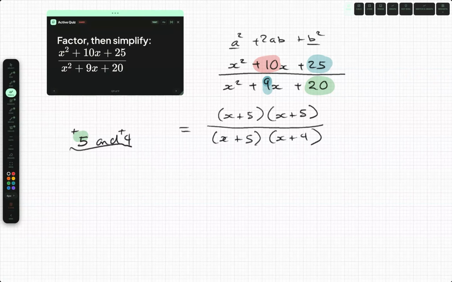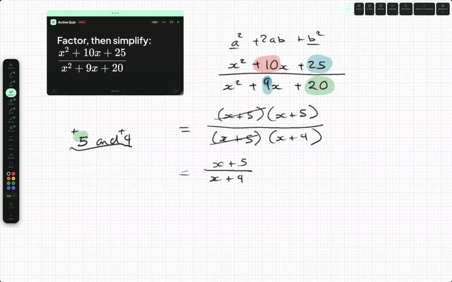Right, now that's done, let's look for our common factors. Well, x plus 5 and x plus 5 go, and we're left with x plus 5 all over x plus 4. And that's our answer, and that's the last question, thank God.